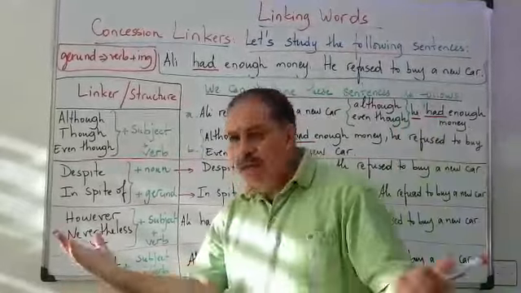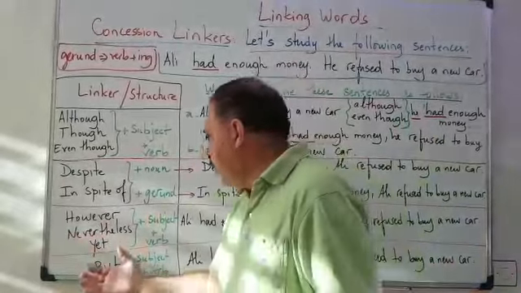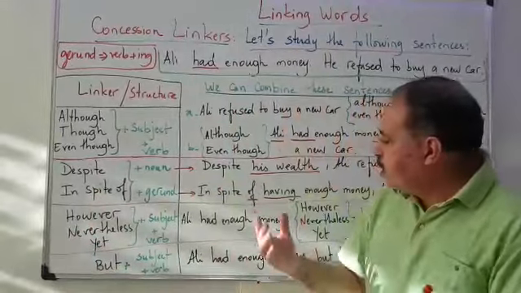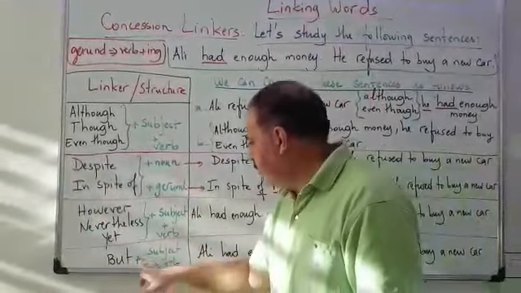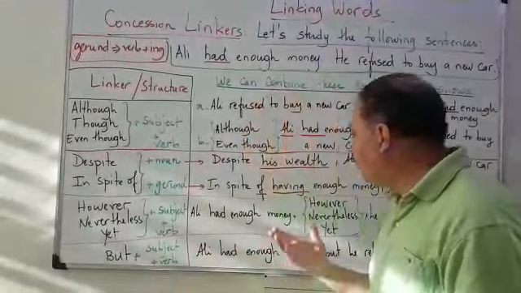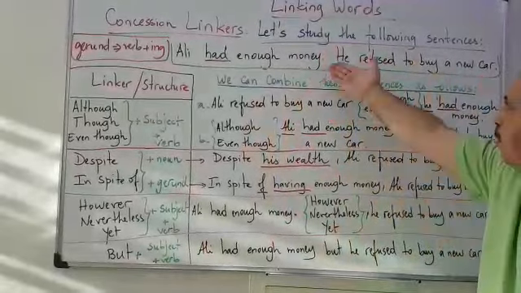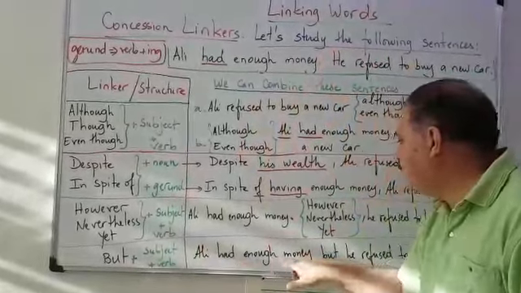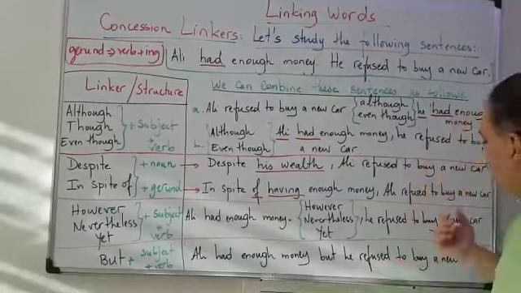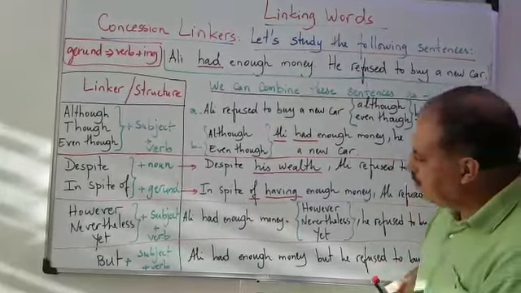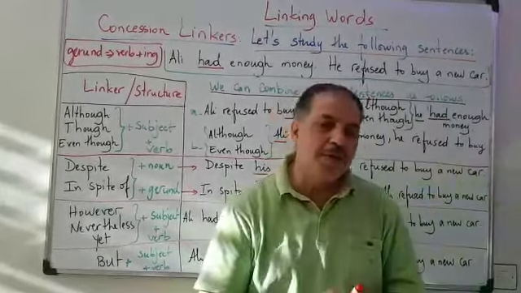But, everybody knows but, okay. كل التلاميذ كيعرفو هاد but. It is followed by subject plus verb. So in the sentence, نطبقوا على هاد الجملة. Ali had enough money, but he refused to buy a new car. That's all for the concession.